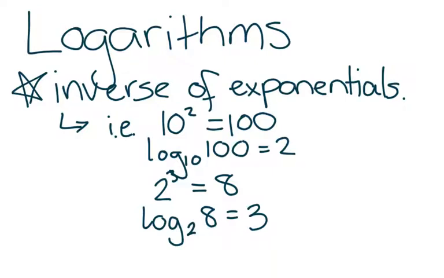So if we have a logarithm in base 10, so you can see here, base 10, and I've underlined it there, log base 10 of 100 is 2. You can see how it's just been rearranged to be written as a logarithm. Then you can see that 2 to the power of 3 equals 8. So logarithm base 2, and again, I've underlined those, logarithm base 2 of 8 equals 3.